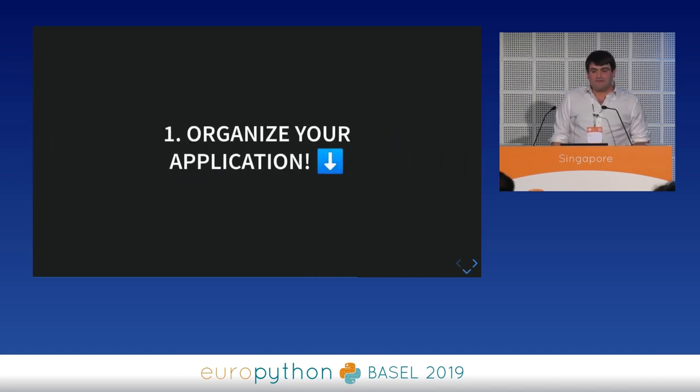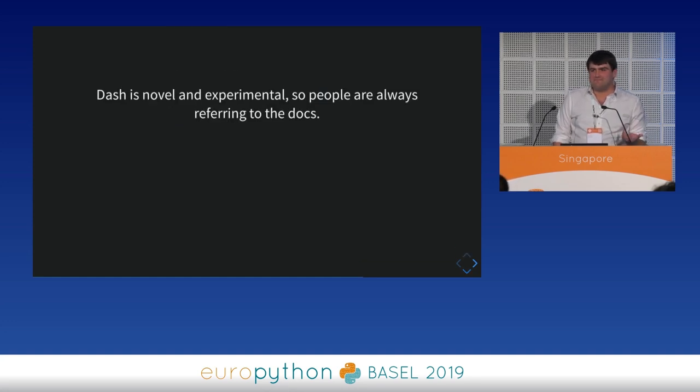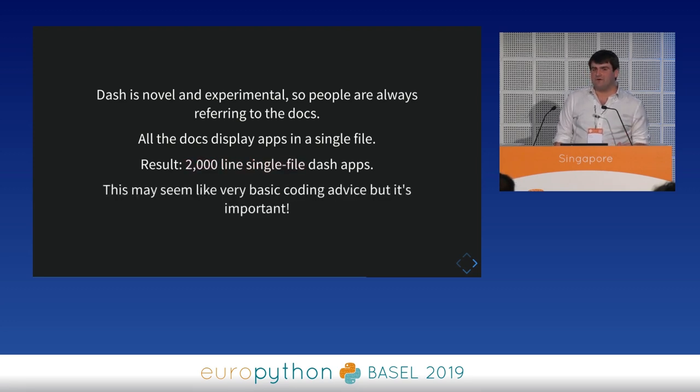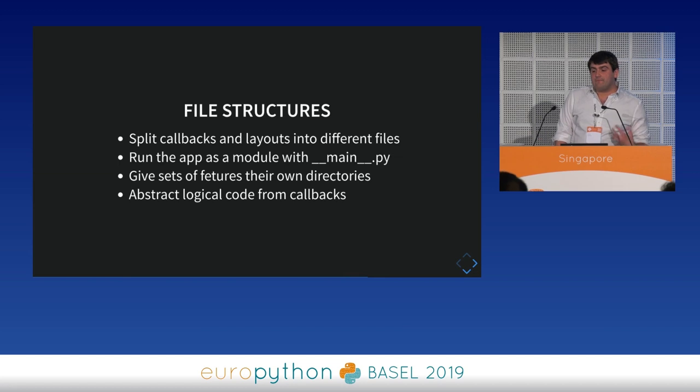So the very first one, organize your application. I think something that's become clear to me is Dash is a very novel and experimental technology. People refer to the documentation all the time, which as they should. The docs, though, will always display an app in a single file. And so the result can be at times, especially with people who might be familiar with Python notebook coding, that we get kind of 2,000 line single file Dash apps, which obviously are somewhat unwieldy. It might seem like a very basic piece of advice, but given those two cultures that we've identified before, it's something that we've had to talk about within our team. Think about how you split up your code into logical units and files. That's very basic advice and so on. We also try to run apps at decisionLab using the main interface there, so you can run something as a module rather than have to run a specific script.